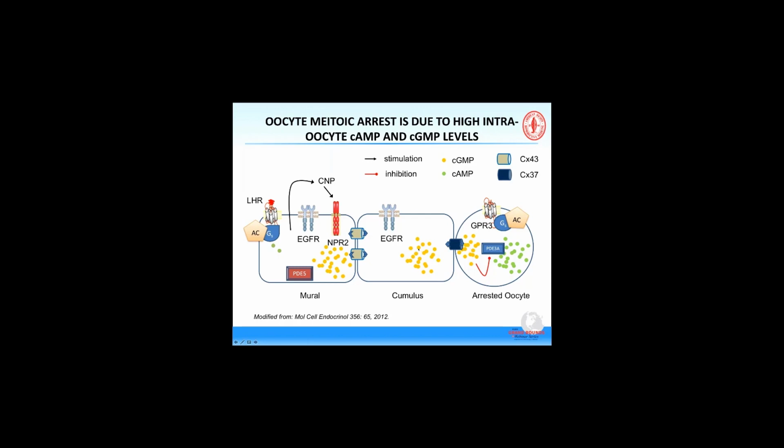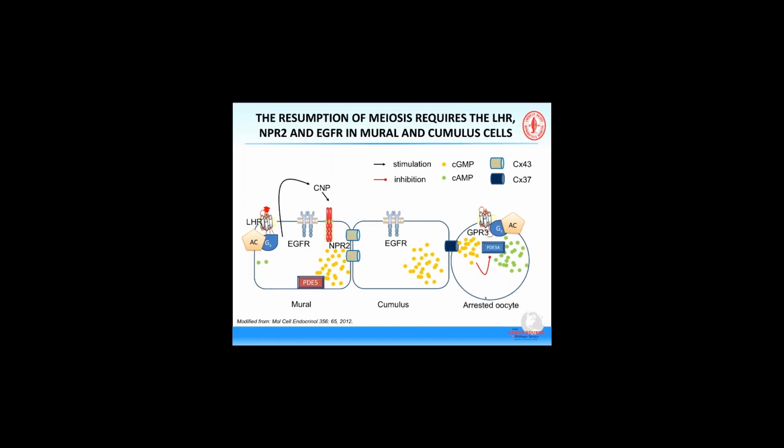So whereas the cyclic AMP present in the oocyte comes from the oocyte, the cyclic GMP doesn't come from the oocyte. It comes mostly from the mural granulosa cells. So this is the arrested state, right? And then as you know, an oocyte is arrested because of the high levels of cyclic AMP. So that's what induces meiotic arrest.